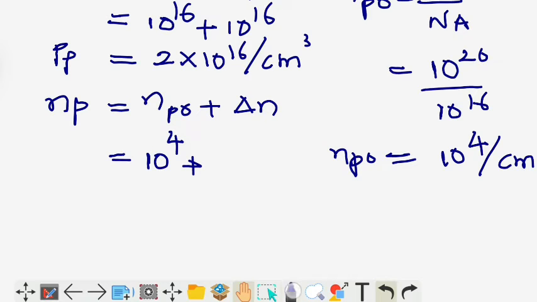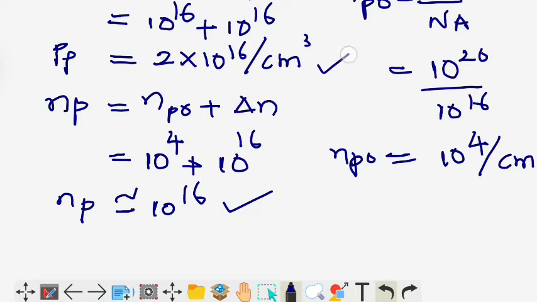So let's substitute that here. That is 10 to the power of 16. When you compare 10 to the power of 16 and 10 to the power of 4, 10 to the power of 4 is very small compared to 10 to the power of 16. Since the question is asking for the approximate value, we can neglect 10 to the power of 4. So now np is approximately equal to 10 to the power of 16. So now we have np and we have pp.